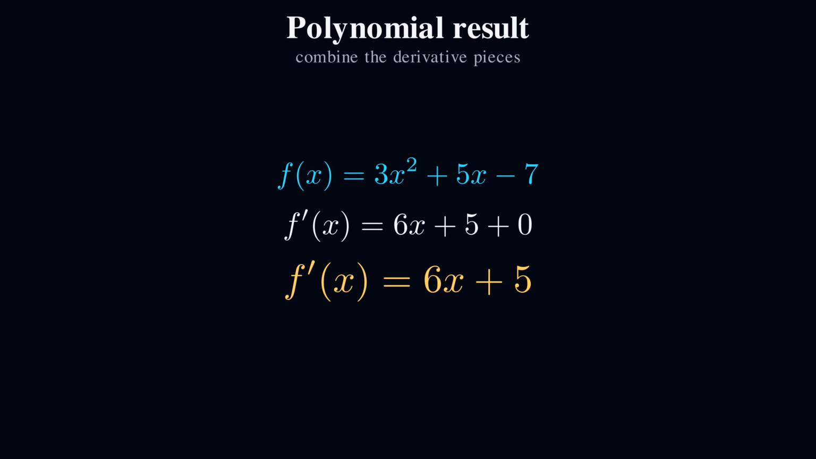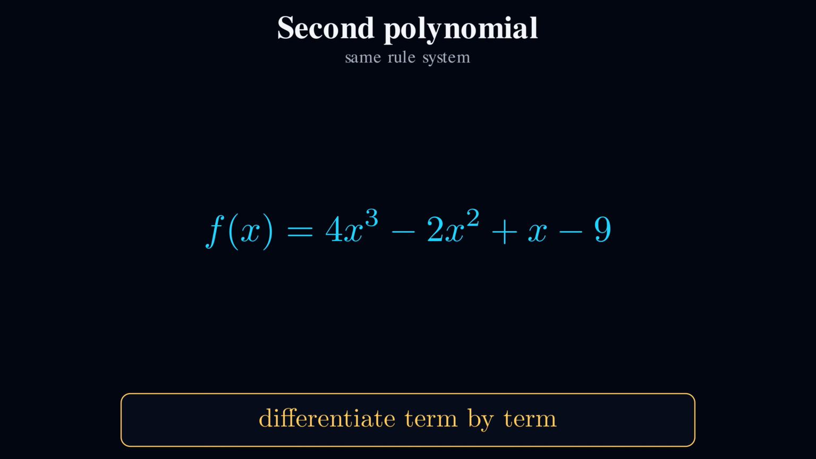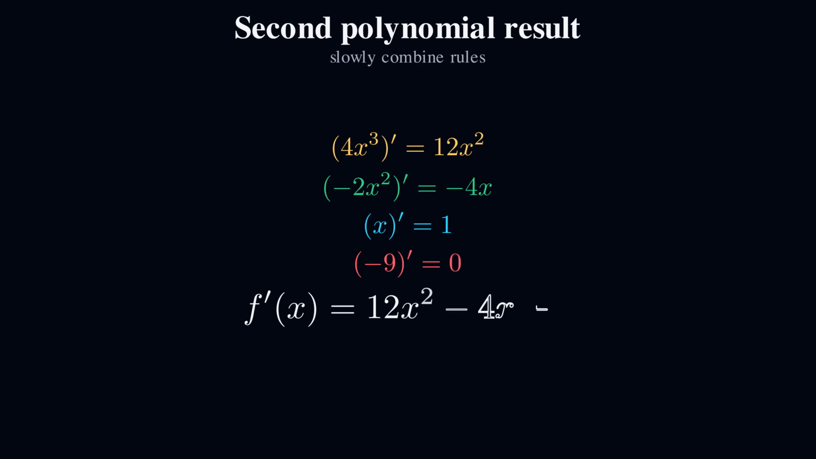Let us try one more. If f of x equals 4x cubed minus 2x squared plus x minus 9, we apply the same rules term by term. 4x cubed becomes 12x squared. Negative 2x squared becomes negative 4x. x becomes 1. Negative 9 becomes 0. So the derivative is 12x squared minus 4x plus 1.